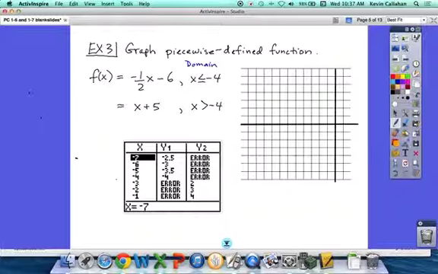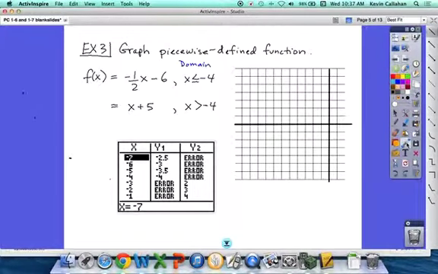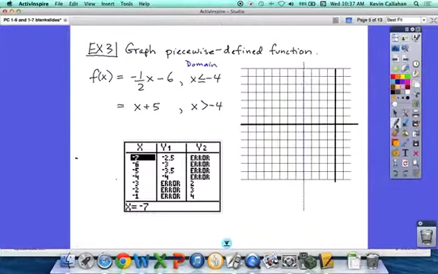Let me do this. Where's the dashed line? And it's going to change right here. I should have made that bigger, but it'll be a different graph to the left of that than it is to the right.